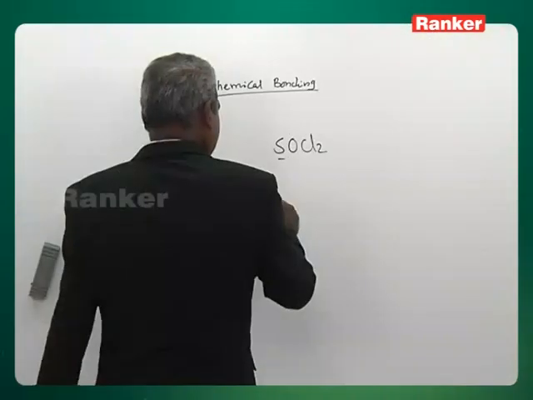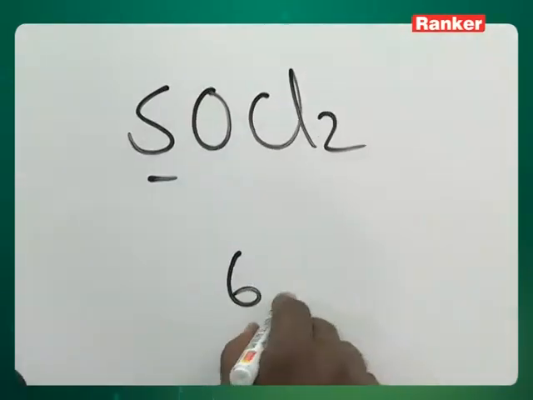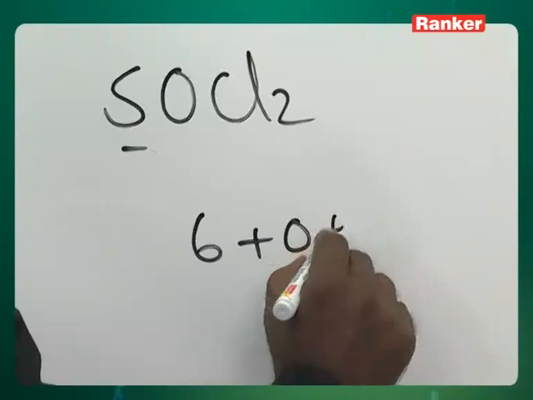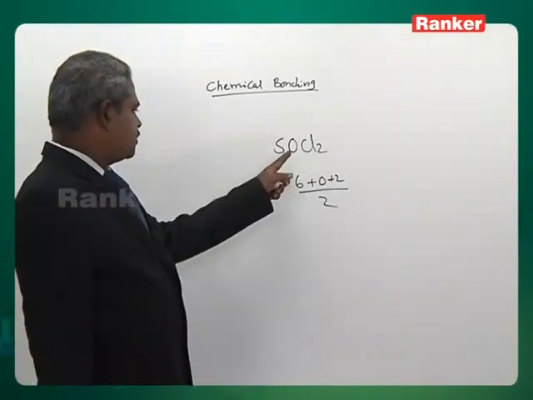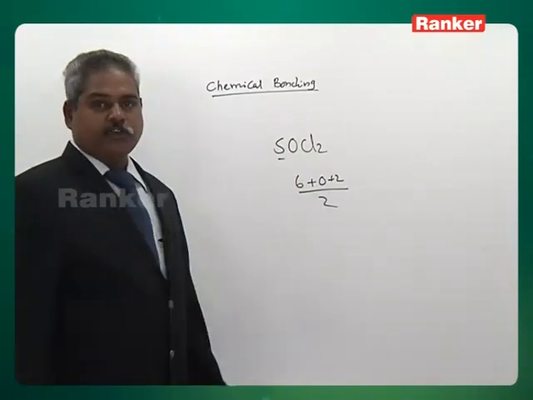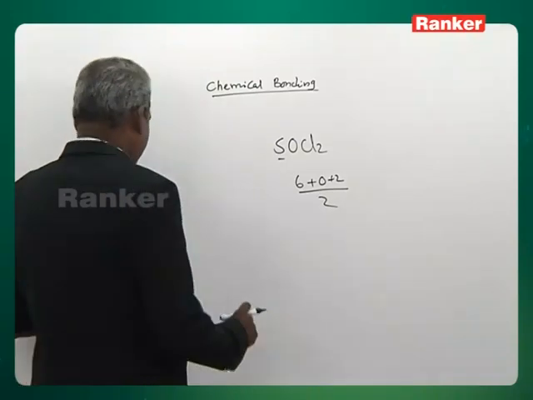SOCl2, the hybridization of sulfur. How to find that? The central atom is sulfur, 6, oxygen, 0, 6 plus 0 plus 2 by 2. Oxygens are not considered. Since you have 2 chlorines, you take 6 plus 2 by 2, sp3 once again.